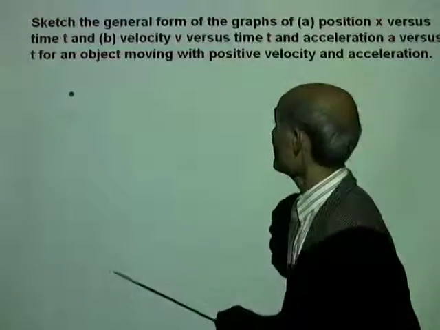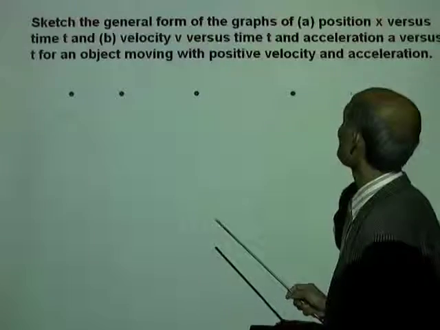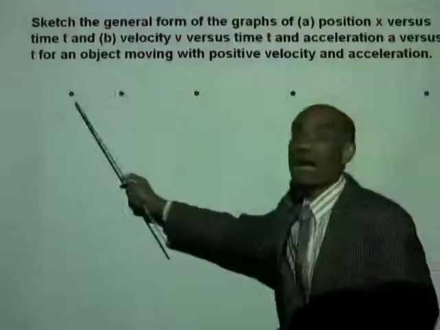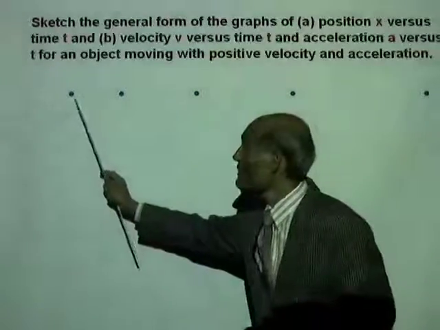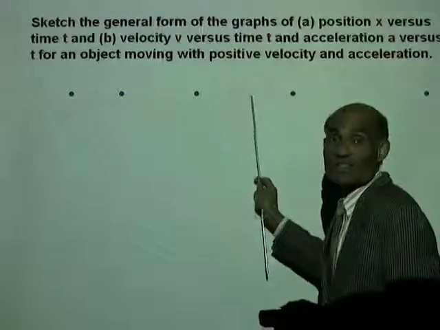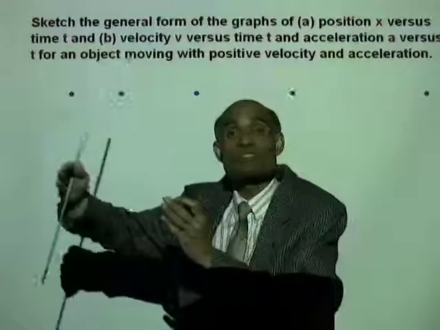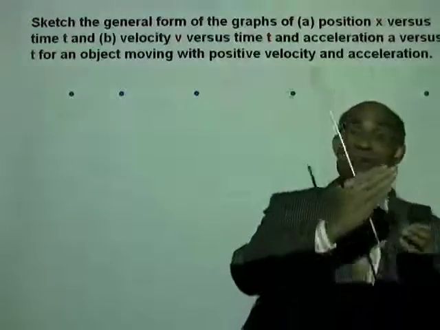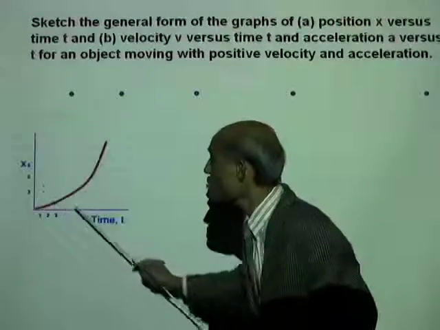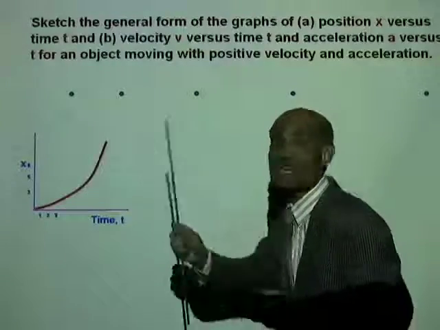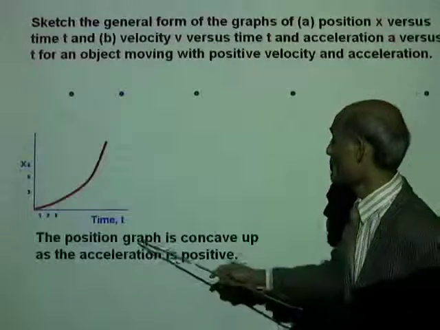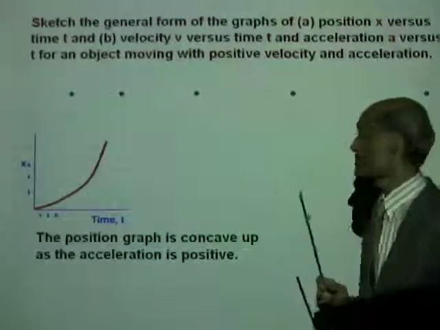Well, let's look at this. Here is the case of the object that is moving with positive velocity and positive acceleration. Look at this. If this is the displacement in the first second, this is the displacement in the third second, the displacement each second is greater than the previous second. That means the graph will be concave up. So x against t will be concave up. Each second the displacement is greater than the previous second. The position graph is concave up.